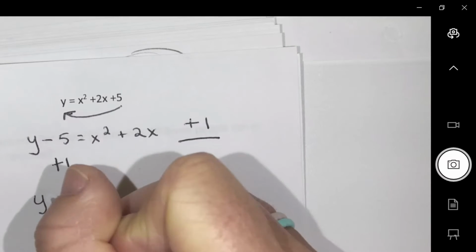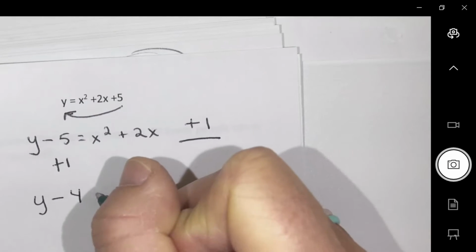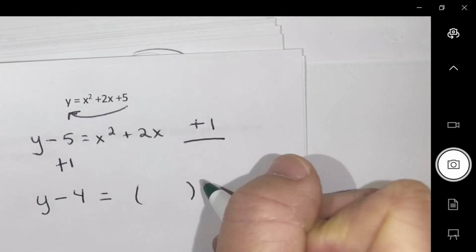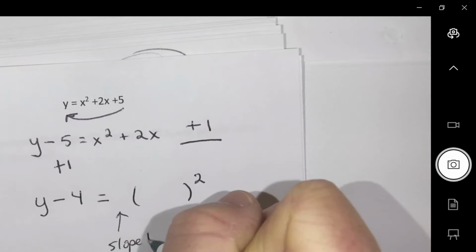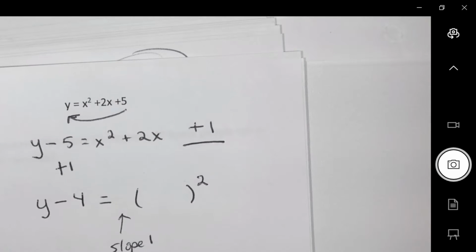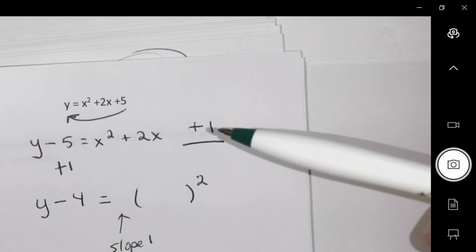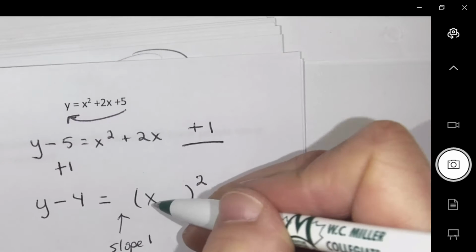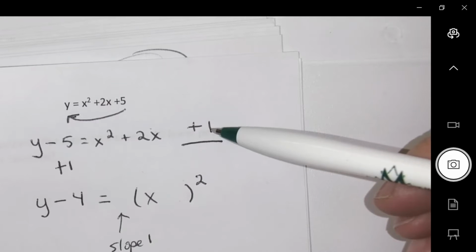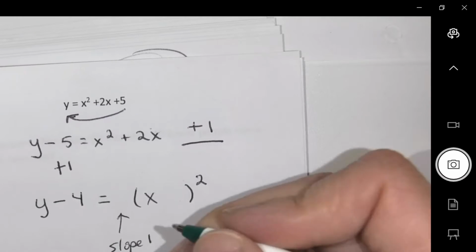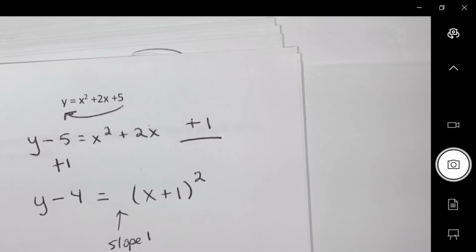So y subtract 4 equals something squared. And I also know my slope is 1, so I'm just not writing it again. Slopes of 1, we don't have to write 1 times something. Can you think of the value of the number that would double to that and square to that? Plus 1.